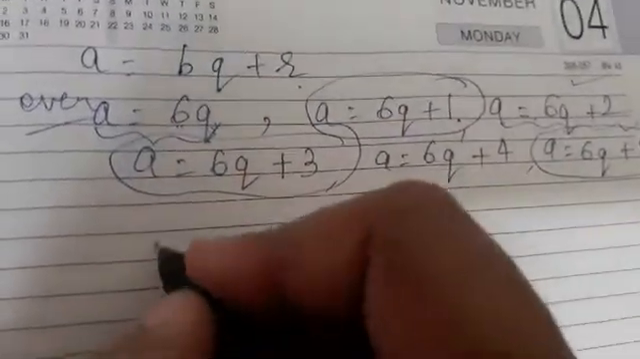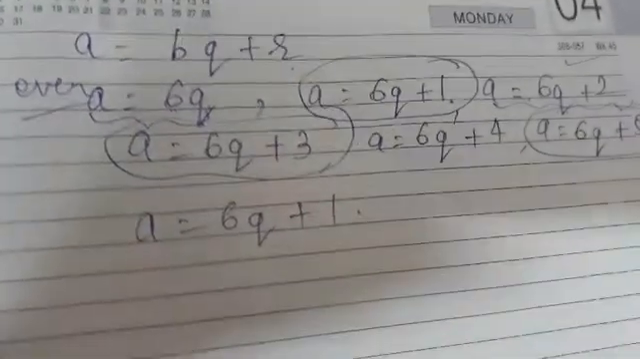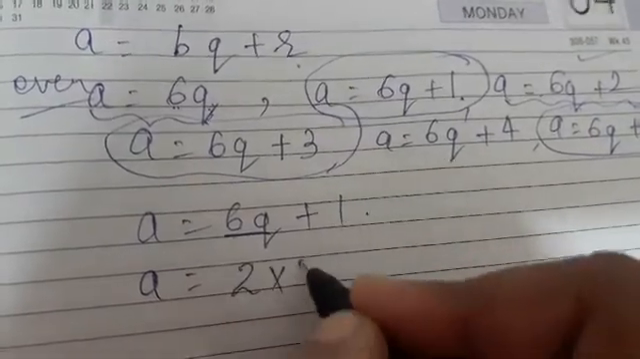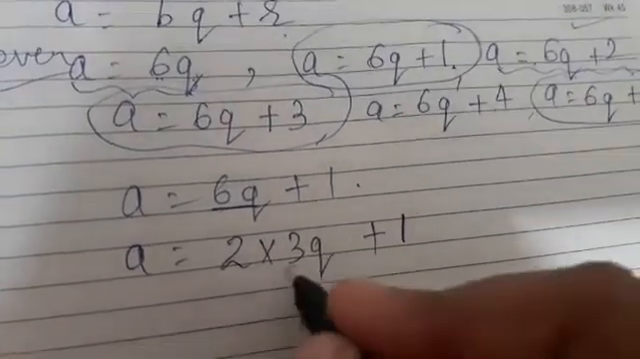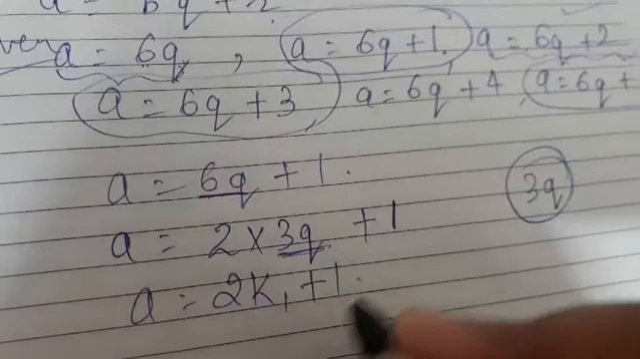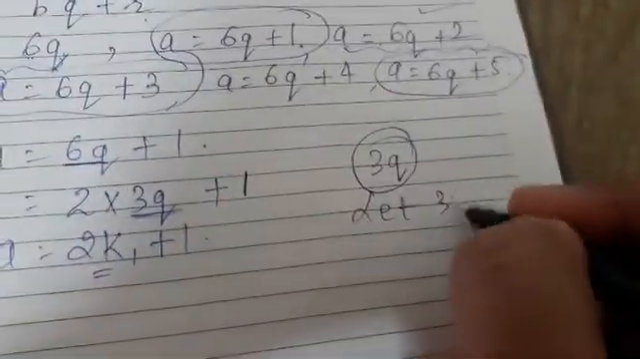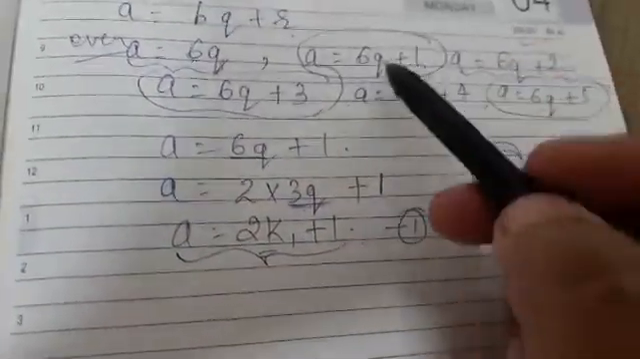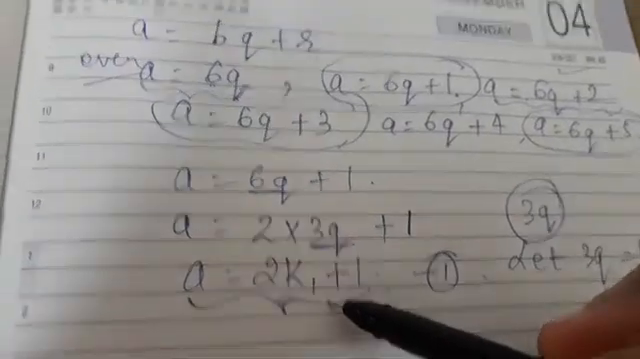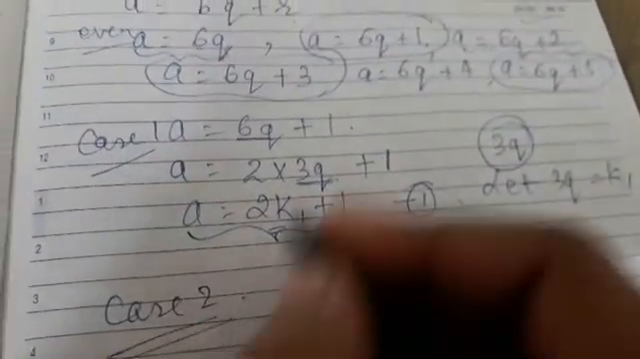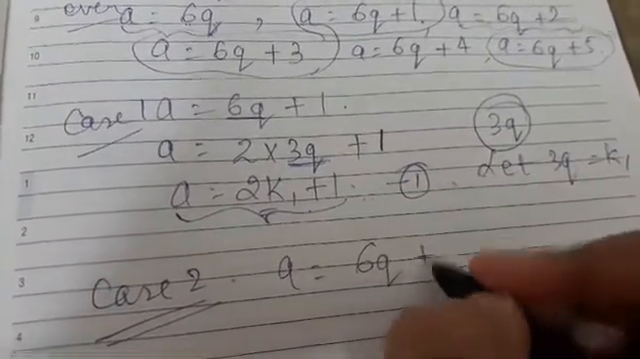So let's begin with A is equal to 6Q plus 1. Now I can write 6Q as 2 into 3Q, plus 1. Now 3Q I can write as A is equal to 2 into K1 plus 1, where we let 3Q be equal to K1. Now this is the first condition, which I have written in the form of 2K1 plus 1. This is case 1. Now case 2. According to the question, case 2 will be A is equal to 6q plus 3.